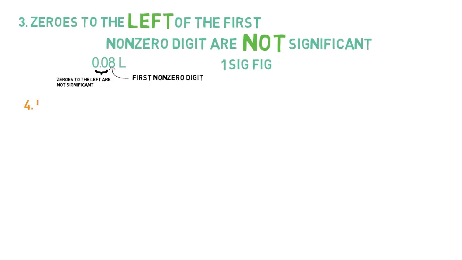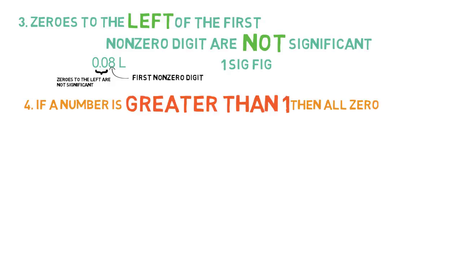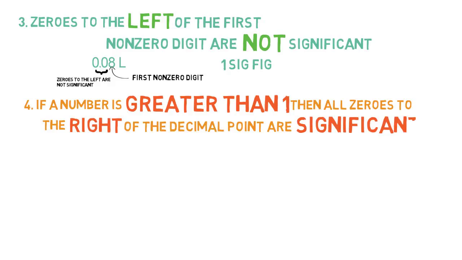The fourth rule says that if a number is greater than 1, then all of the zeros to the right of the decimal point are significant. So if you have a number like 2.0 milligrams, that 0 is to the right of the decimal point, and that whole number is greater than 1, so it is significant. And so that number has 2 sig figs.